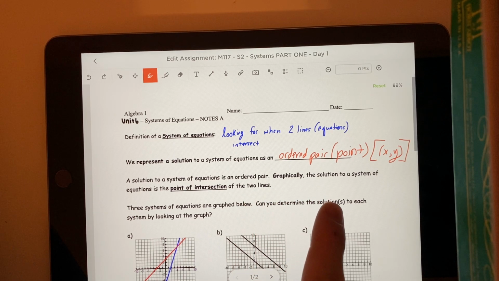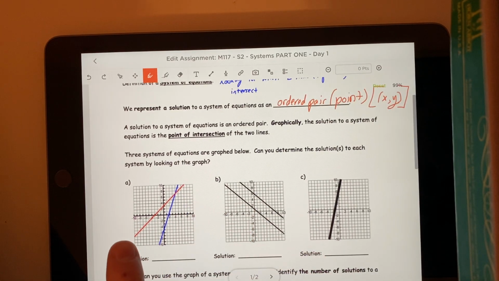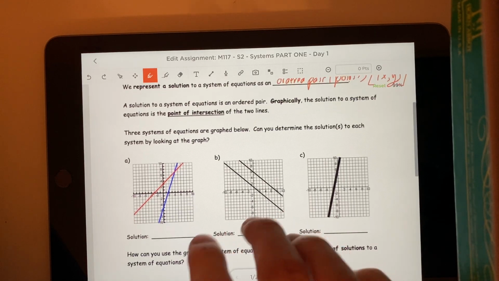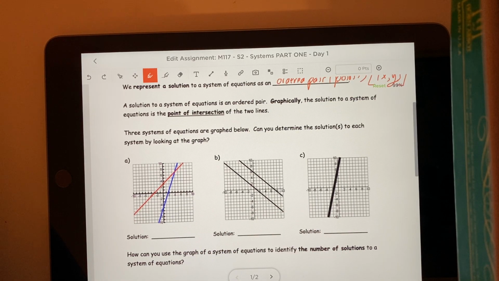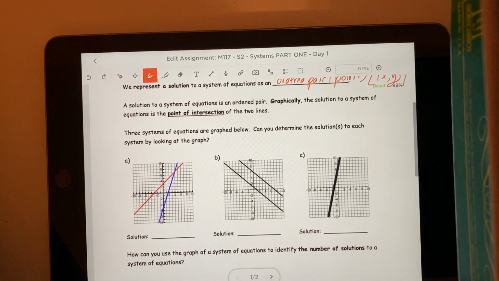Graphically, the solution to a system of equations is the point of intersection, which I just mentioned, of the two lines. So there are three different situations below. It says, can you determine the solutions to each of these systems? These are the three types of situations that you're going to see. You're going to see this one the most, where you have two lines that touch at a point, and then we'll talk about the other two.